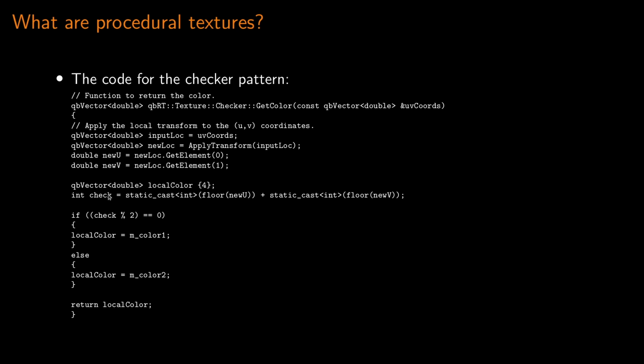And then to implement the actual checker pattern, all we have to do is create an integer variable called check that is simply equal to the sum of the floored values of new U and new V. And they're all static cast to integers. And then we simply do a check. If check modulo 2 is equal to 0, then we have color 1, else we have color 2. And that is actually all that we need to do to implement the very basic checkered floor pattern.